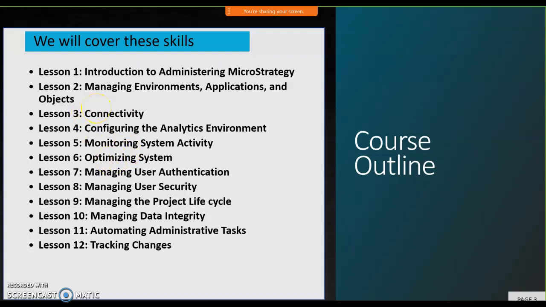of this environment, how to monitor the environment, how to optimize the system if there is some bottleneck in the system, and how to fix that issue. So we have to look into it in our course. And of course, as an administrator, you must know how to manage the users and their security, because this is the biggest role in the administrator job profile.